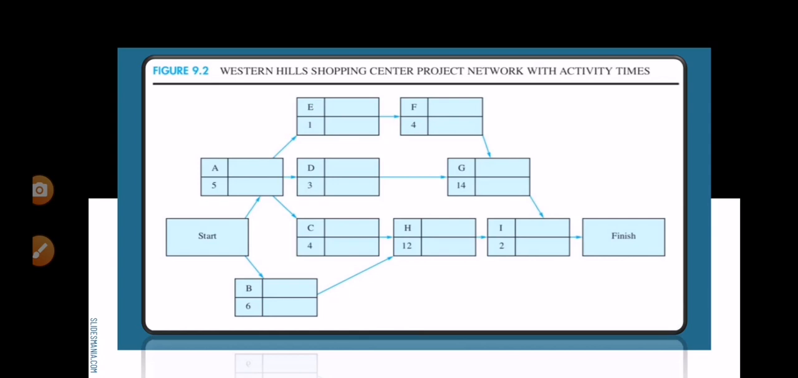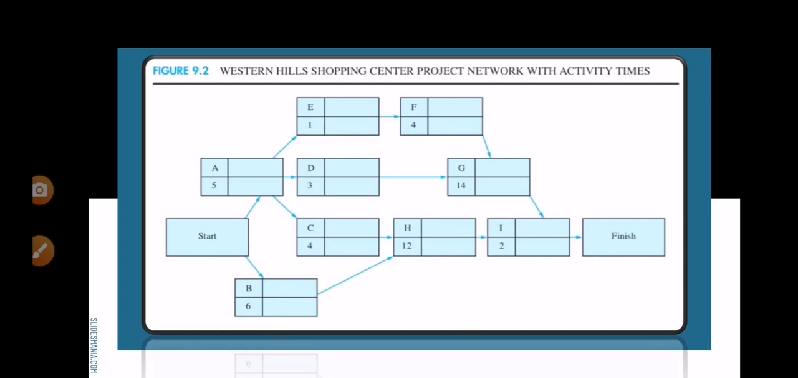To determine the project completion time, we have to analyze the network and identify what is called the critical path for the network. A path is the series of nodes connected using arcs from start to finish. For example, path B, H, and I. So the nodes are connected by arcs.